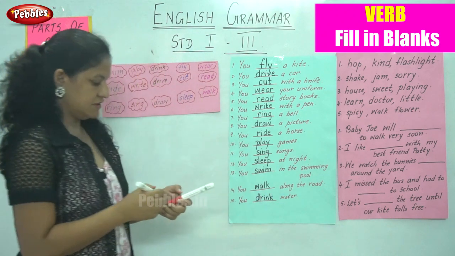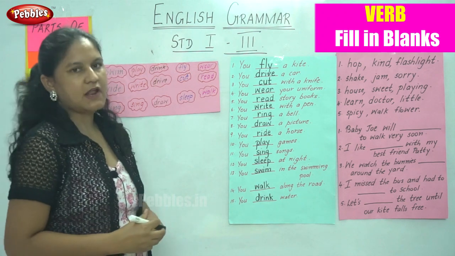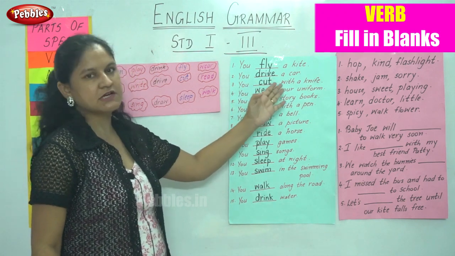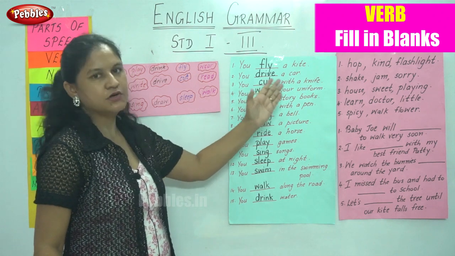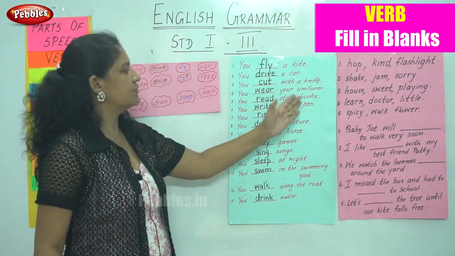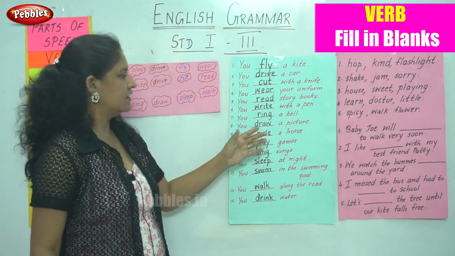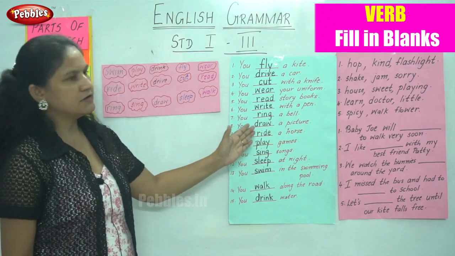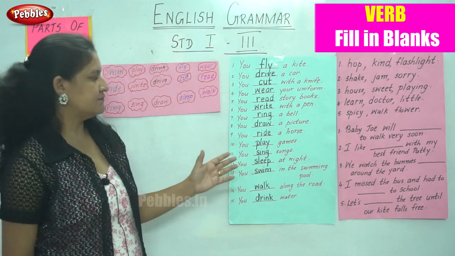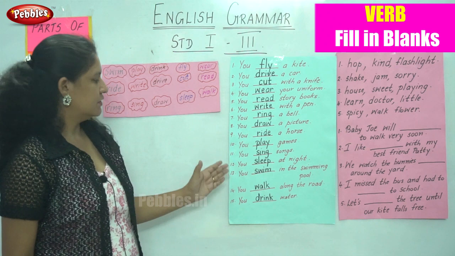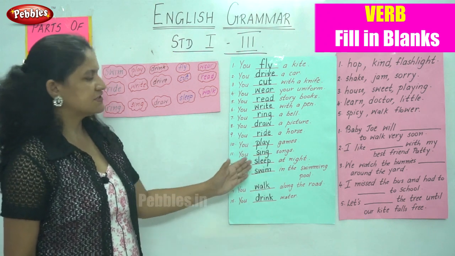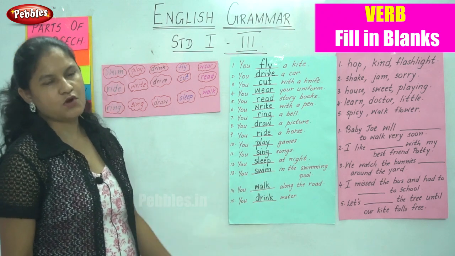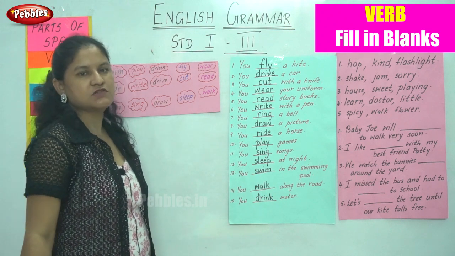So let us read the sentences again. So you fly a kite, you drive a car, you cut with a knife, you wear your uniform, you read storybooks, you write with a pen, you ring a bell, you draw a picture, you ride a horse, you play games, you sing songs, you sleep at night, you swim in the swimming pool, you walk along the road, you drink water. So these are all the action words or the verbs.